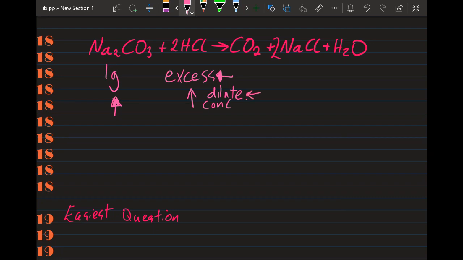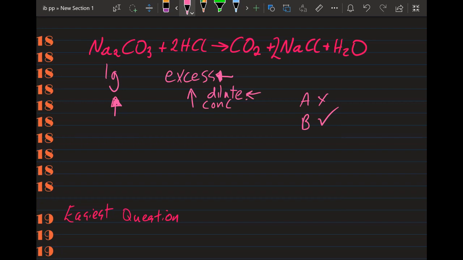Is that enough to get you through? What's the same for the reactions? The initial rate isn't the same. Nope. The dilute one's going to go slower. B, the total mass of carbon dioxide produced. That's true. It might take a little longer with the dilute one, but that one's true.